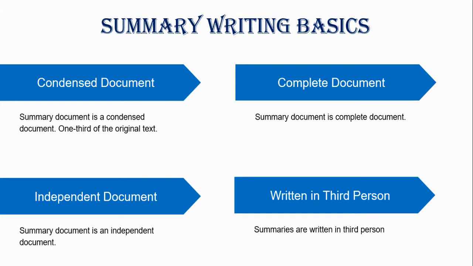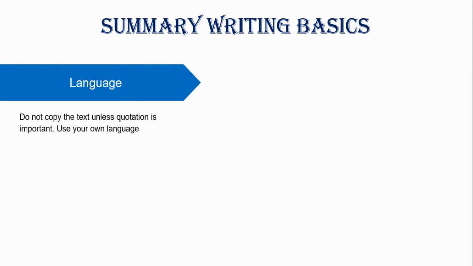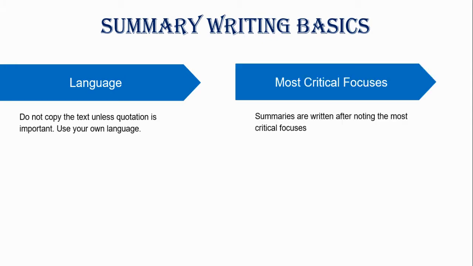Summaries are written in third person. Even if, for example, a story has to be summarized and the story is written in the first person narrative, you will still be using third person narrative in order to write the summary. Summaries are written in your own language. Do not copy text unless quoting something is very important.